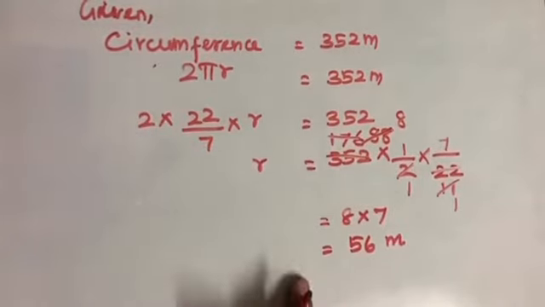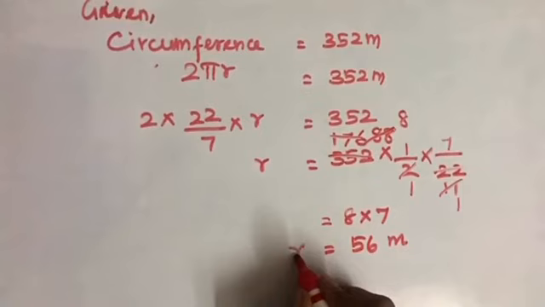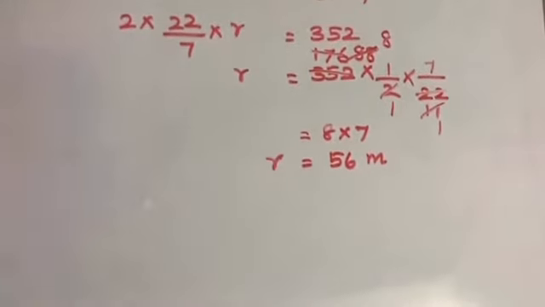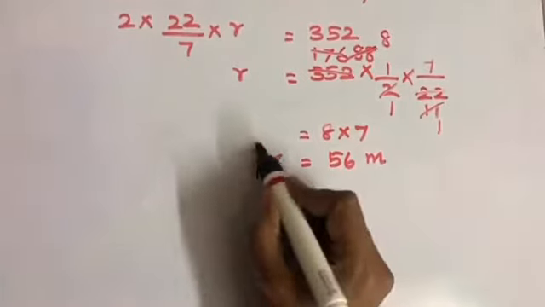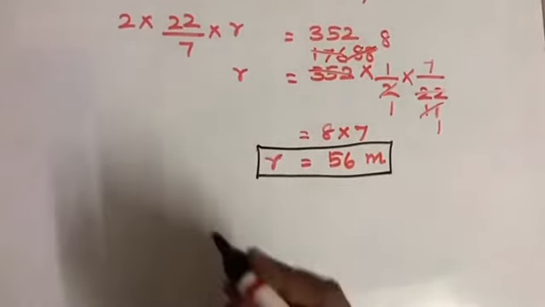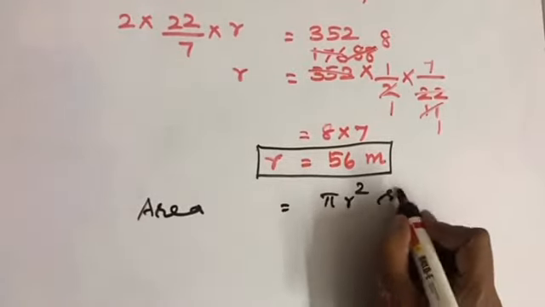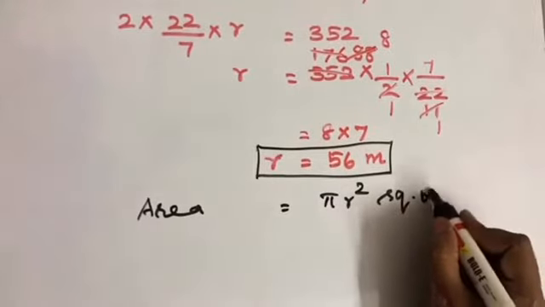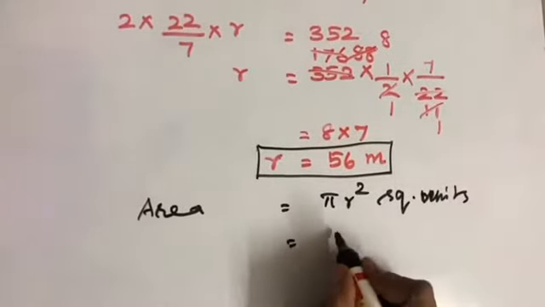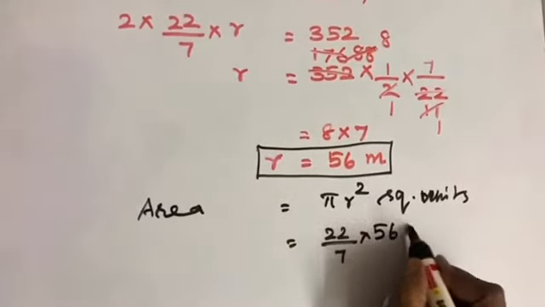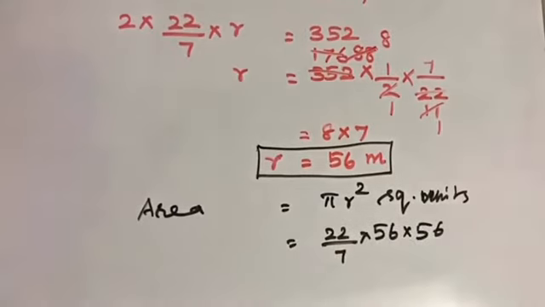What is this? This is the radius. Now we have found the radius. What we have to calculate? We have to calculate the area of the park. So R we have got, with this R we have to calculate the area. So area is equal to pi R square, square meter, square units. So what is our pi? 22/7 into what is our R? 56. 56 into 56. Why we are multiplying 56 2 times? Because it is R square.